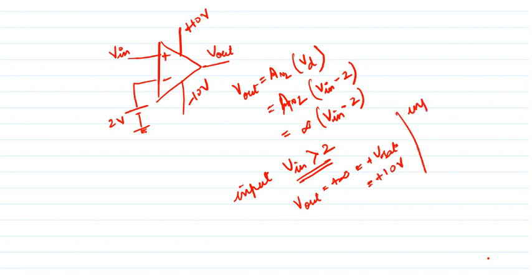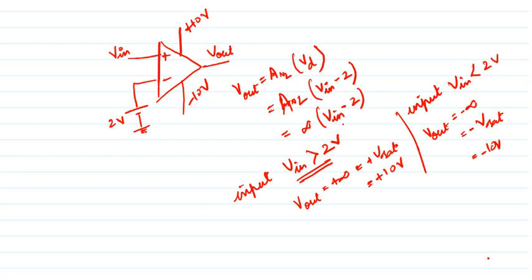Suppose I give the input voltage V in less than 2 volt. In that case, what happens? V in is less than 2 volt. This is negative. So the output is minus infinite or minus V saturation. Since we are using a power supply of minus 10, the output will be minus 10 volt. So I can say it is a comparator. If the input is greater than 2 volt, output is 10. If the input is less than 2 volt, output is minus 10.